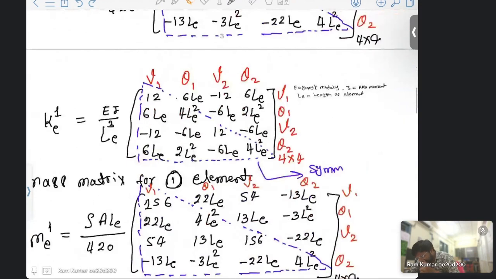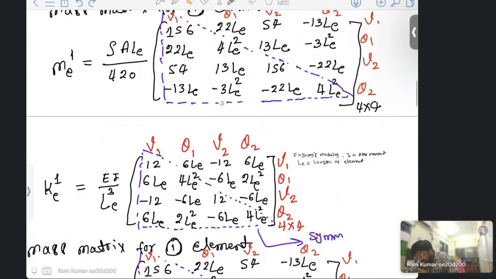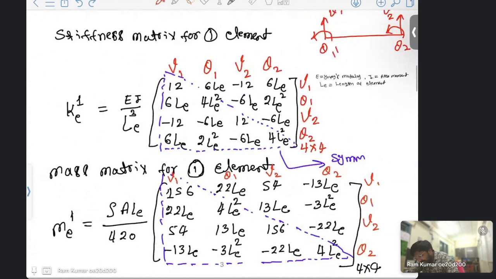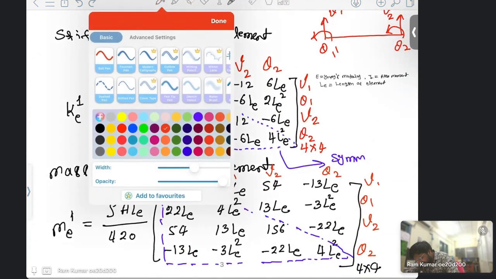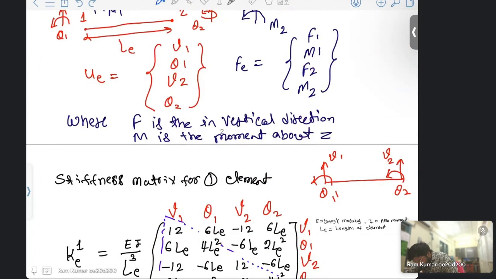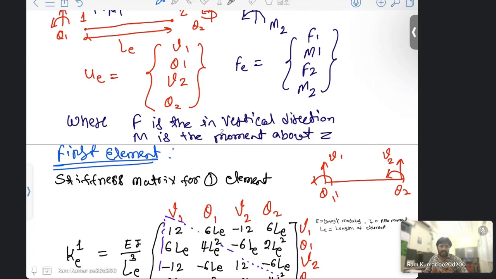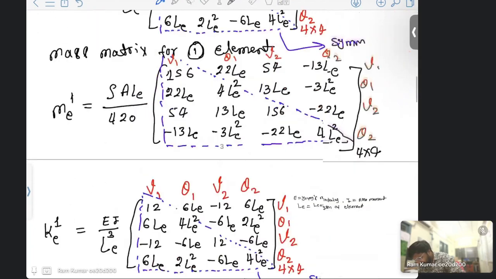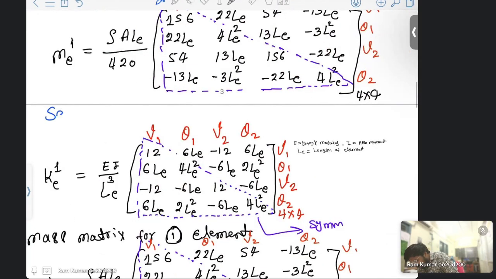So now for the second element, similarly, I will write here. So this is for the first element. And I will request you, when you are solving any exam and these types of questions, write first element, second element, third element separately so that it will not mix up. Then this is for the second element.